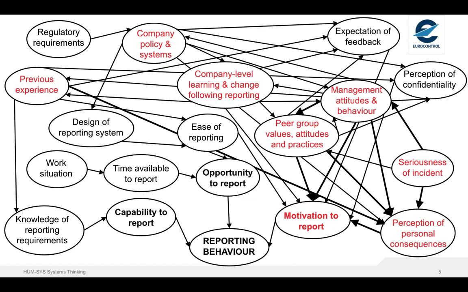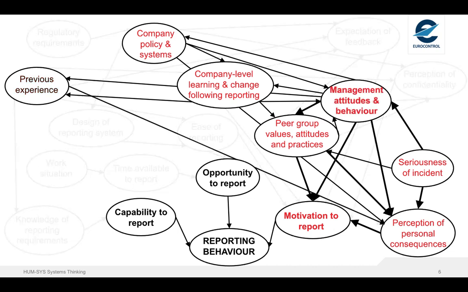Here you can see that there are some particularly problematic elements of a particular situation. So this is just an example, a typical situation where motivation to report is influenced primarily by these elements in red. Here we can see that management attitudes and behaviour are particularly influential in this scenario. What we can see through the thick lines there, the thick arrows, are strong influences on, for instance, peer groups, on perception of personal consequences, on motivation to report.